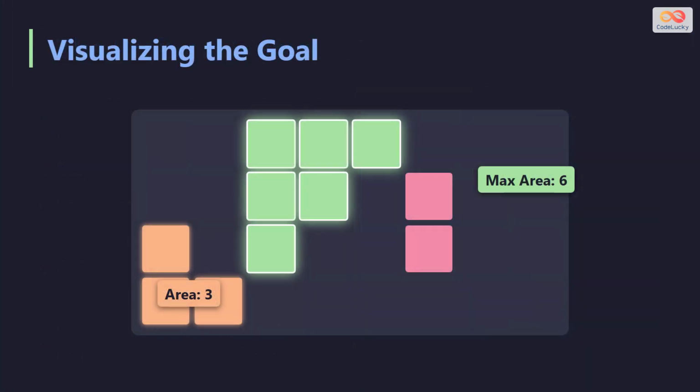Here is a visual representation to make it clearer. We have a grid with islands of various sizes. Some might be just a single cell, while others are larger connected blobs. We need to look at every single island, count how many cells it occupies, and then return the maximum number we find. In this example, the largest island has an area of 6.